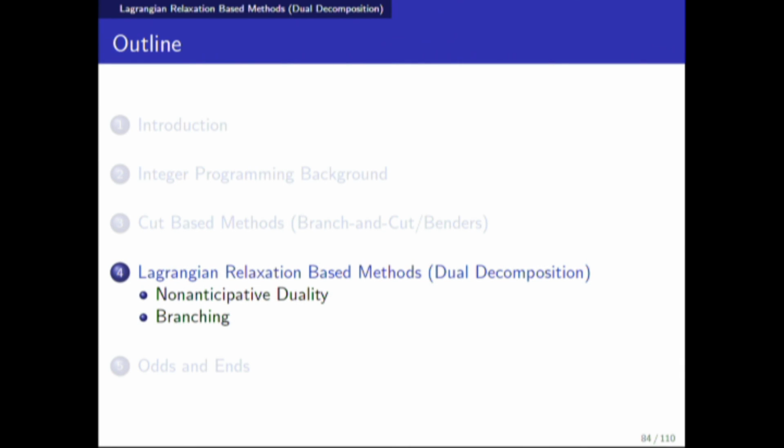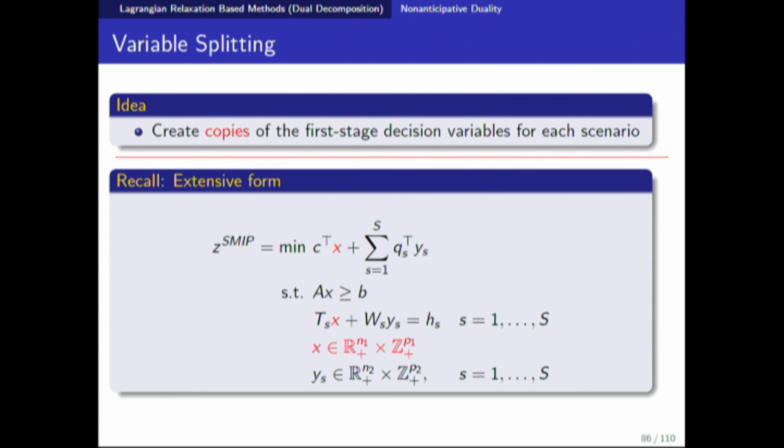It's an approach based on a different type of relaxation, a Lagrangian relaxation. So it's not going to be based on linear programs and cuts. It's going to be a different type of relaxation. And so let's get into it. The fundamental idea behind this one is to start out by reformulating a problem with a variable splitting approach. So here's my extensive form of my mixed integer program.